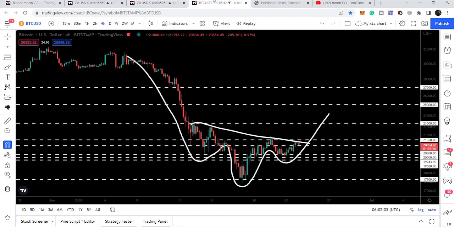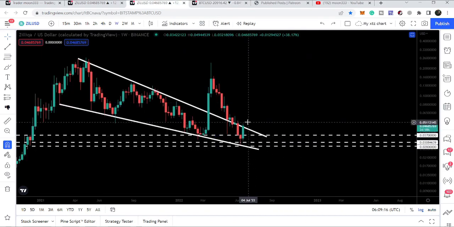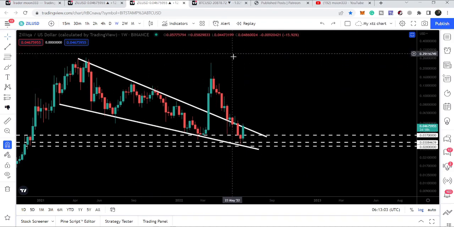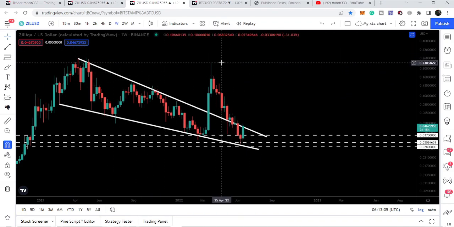And at the same time, if we take a look at the Bitcoin chart, then it has also formed an inverse head and shoulder pattern on the 4-hour time frame. I'm expecting that if Bitcoin will be able to break out the resistance of the neckline of the inverse head and shoulder pattern, then Zilliqa will break out this resistance of the falling wedge, and it will turn even more bullish than Bitcoin. And very soon it can hit the target of this falling wedge pattern that is here at the top of the wedge at 23 cents.